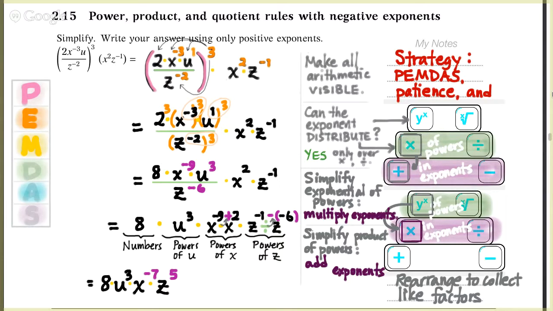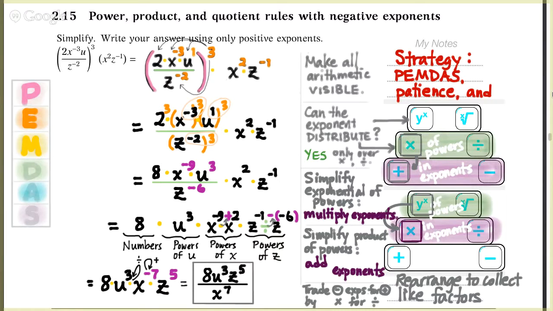So the only thing that's left for us to do is to trade that negative exponent on my x for a positive 1 instead. The same way we always do, by instead trading multiplication for division. So instead of a negative 7 in the exponent, in order to make that positive, I'm going to make the operation in front of that power a division instead of multiplication. And writing that with a fraction bar, I get my final answer having 8 u to the third and z to the fifth in the numerator, and x to the seventh in the denominator.